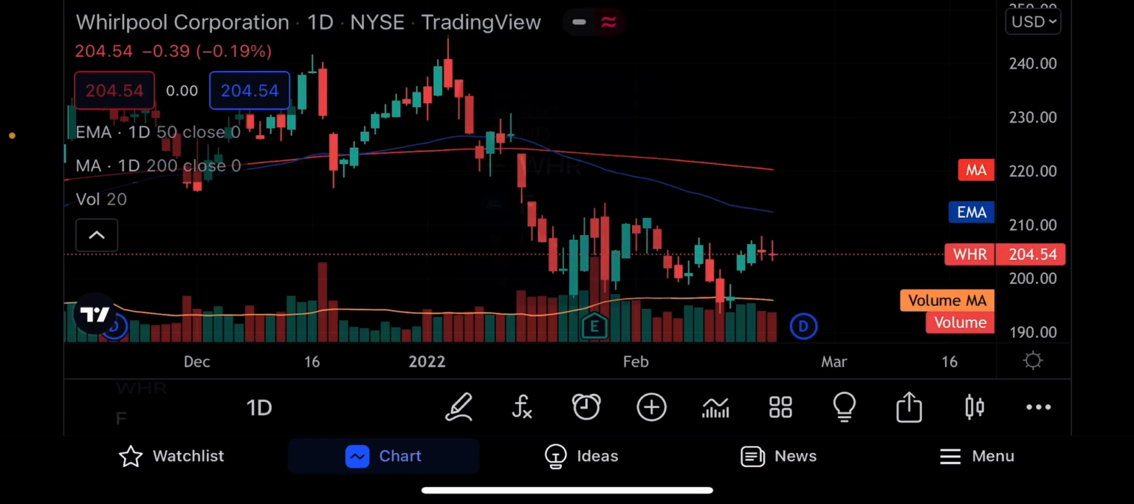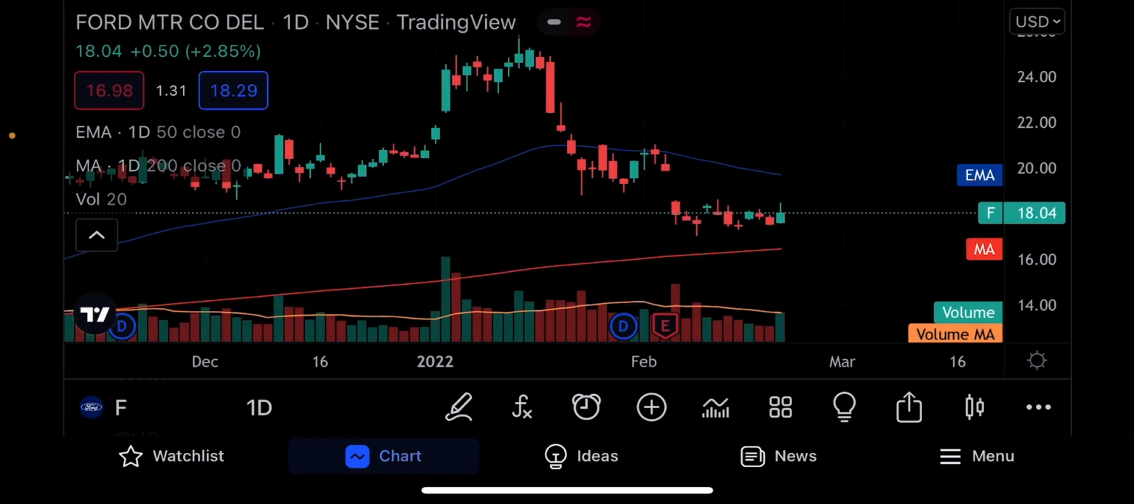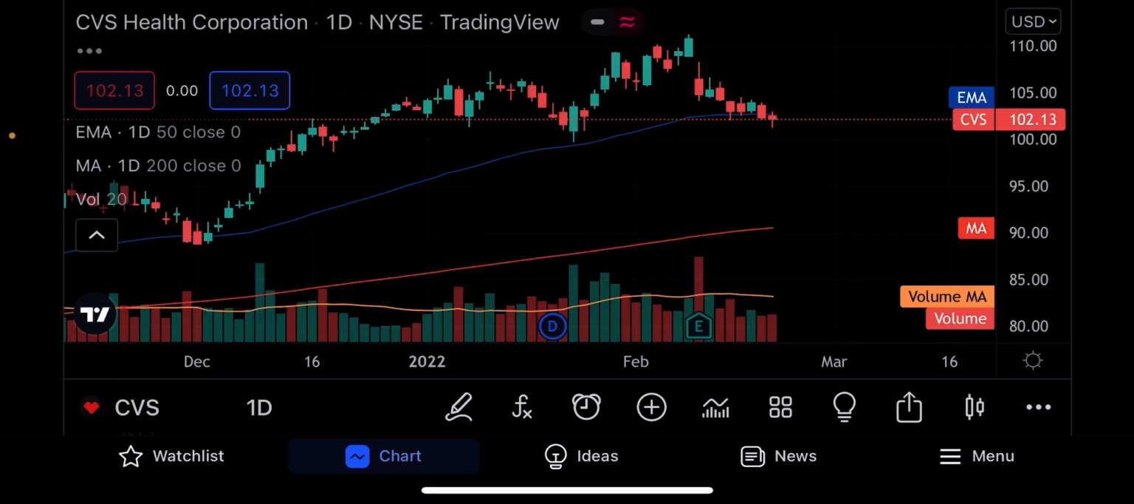Whirlpool, not interested. Ford, stuck between the 50 resistance and the 200 for support. Probably not going to do too much in the near future.